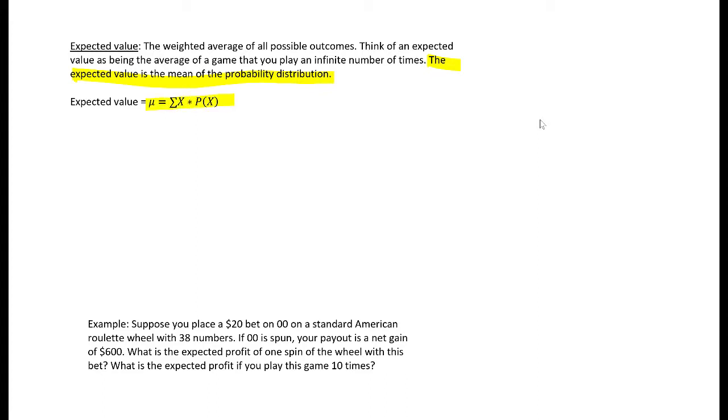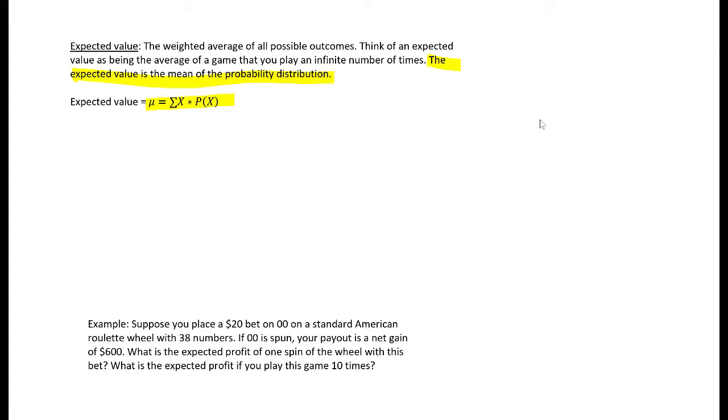The formula for expected value is a summation, so we're going to be adding up some things. What you do is you take your data value, and then you multiply it by the probability that that value will occur. You're going to add up all of those products, those pairs of products.